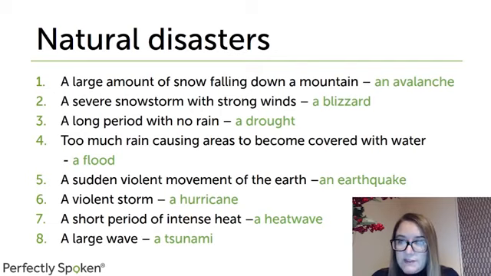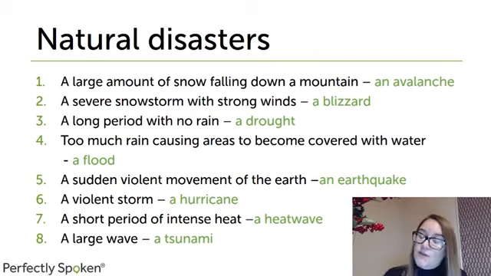Number 5, sudden violent movement of the earth is an earthquake. So you have a clue there in the word, earth and quake means to move like this, to shake. So that gives you a clue, an earthquake. Number 6, a violent storm is a hurricane. Number 7, a short period of intense heat is a heat wave. And number 9, a large wave is a tsunami.